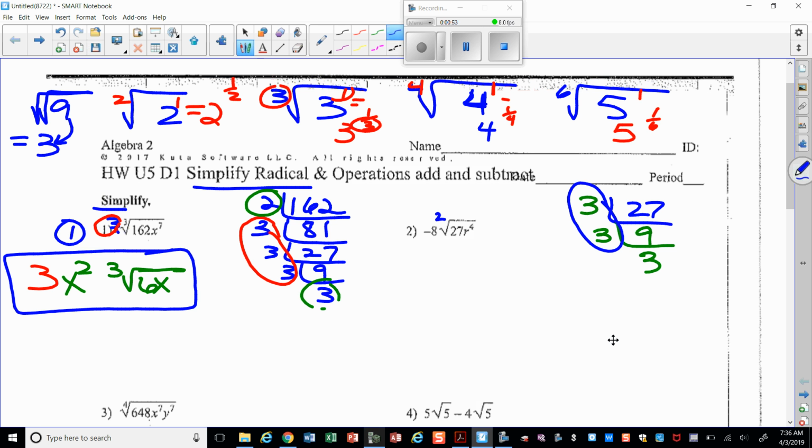So I'm going to circle groups of 2. So that means a 3 comes out. So I've got a negative 8 already out front. So that's going to be multiplied by this 3 that comes out. And then I have a 3 underneath.